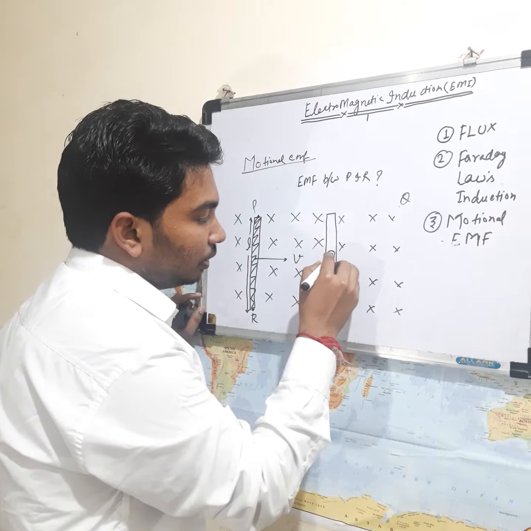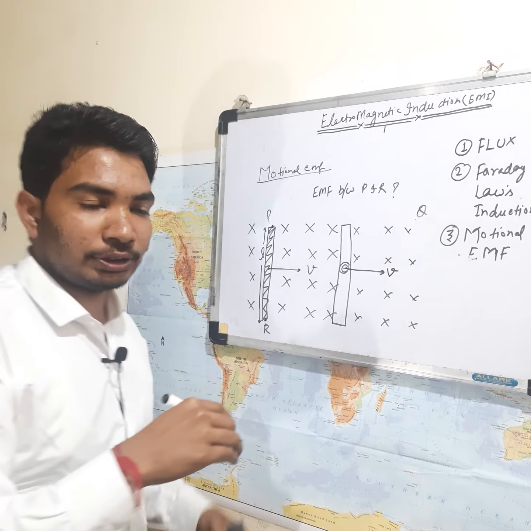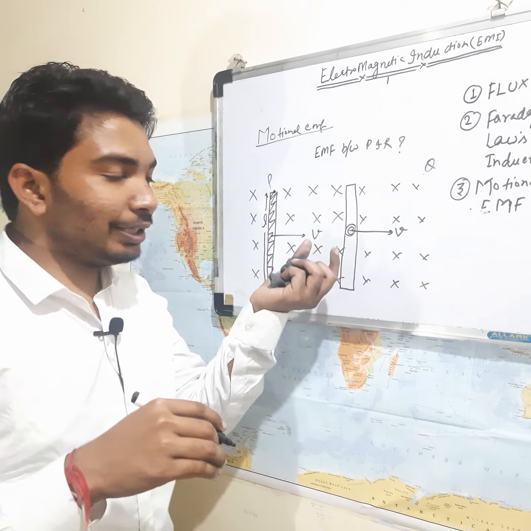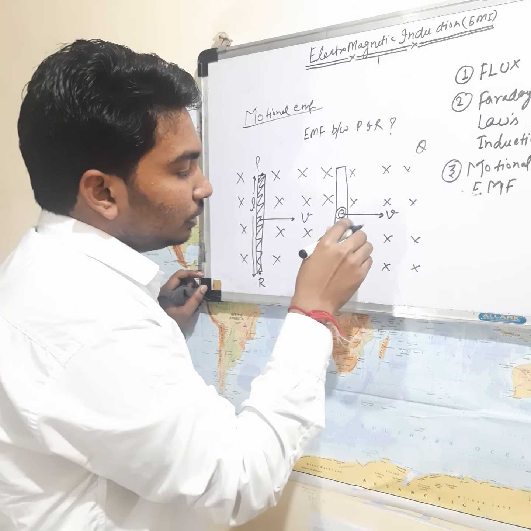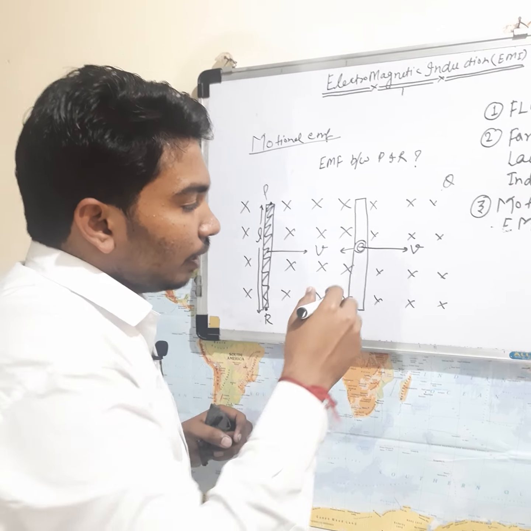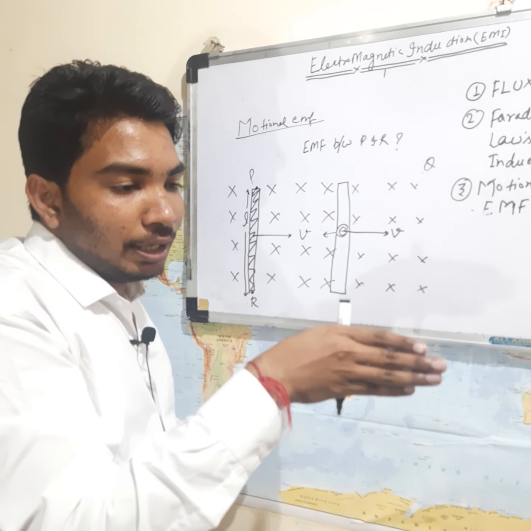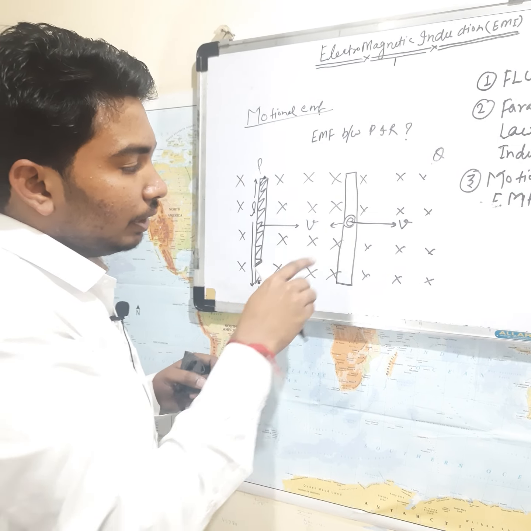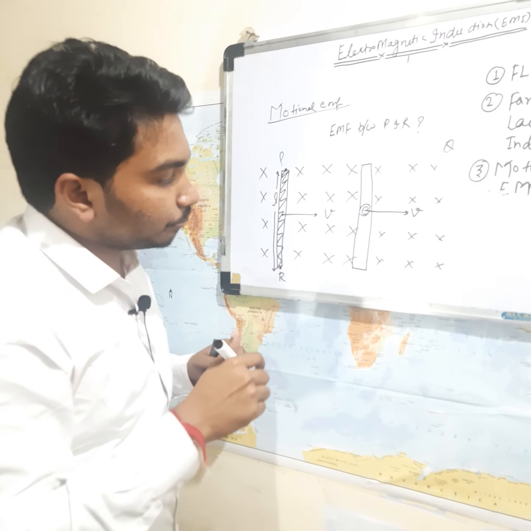There is an electron that is moving forward with velocity V. Because the rod is also moving with velocity V, the electron is also moving with velocity V. This electron has a negative charge, and this charge is moving in the magnetic field. It has to experience a force. So let's calculate the force on this electron. What would be the force?